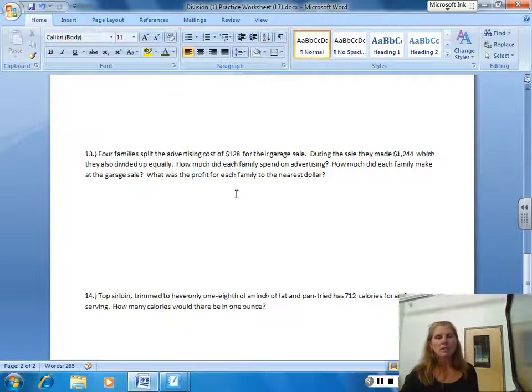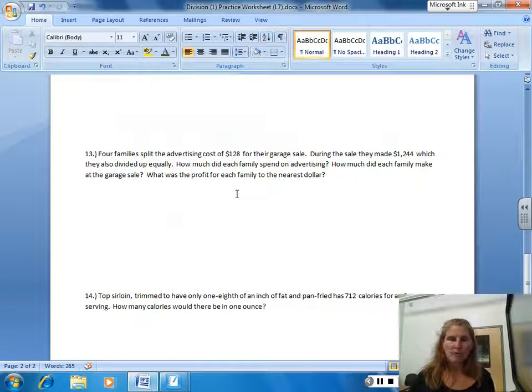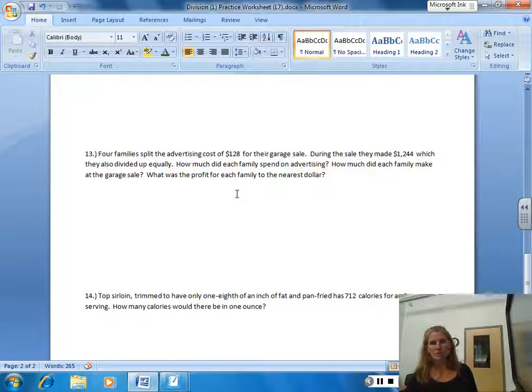Number 13 has a couple of parts, so let's read it and then we'll do it. 4 families split the advertising cost of $128 for their garage sale. During the sale, they made $1,244, which they also divided up equally.